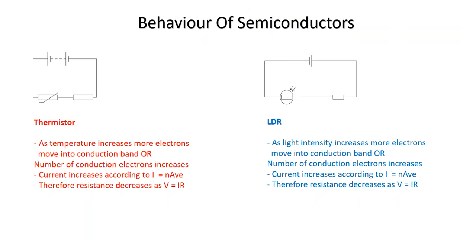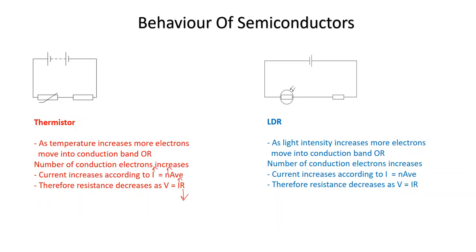Next, we have to look at the behavior of semiconductors. This is a very common and frequently asked question. So first, look at a thermistor. As temperature increases, more electrons move into the conduction band from the valence band. So now there are more electrons per unit volume. So this increases the charge carrier density. As n increases, the I also increases. So according to V equals IR, since current increases, the resistance decreases. So this is how an increase in temperature decreases the resistance of a thermistor.